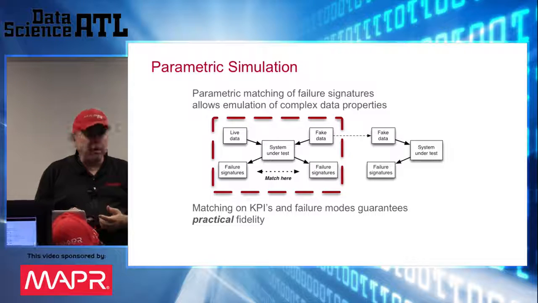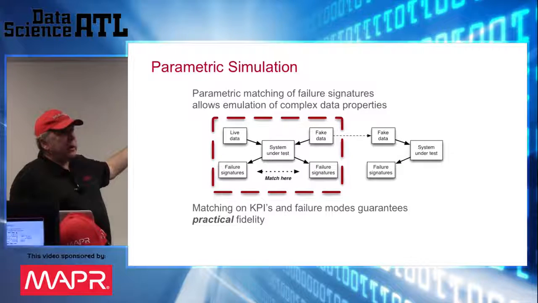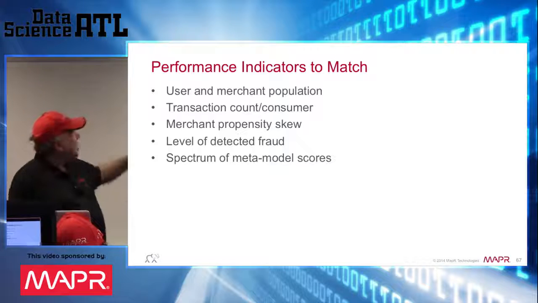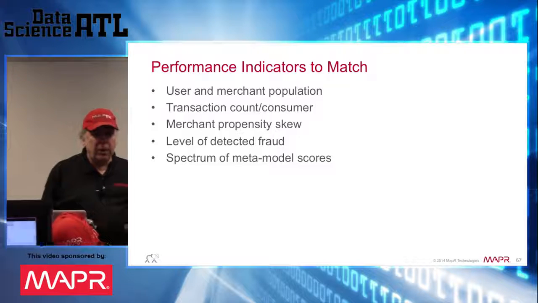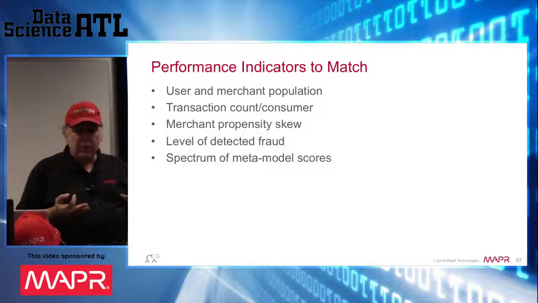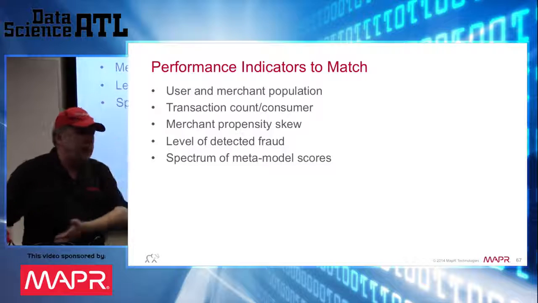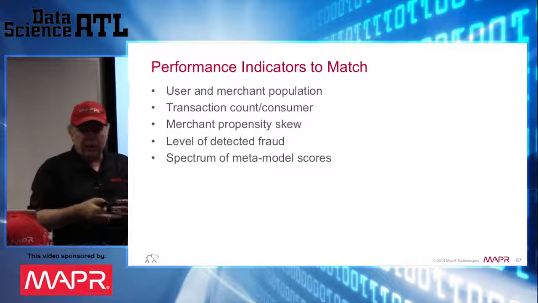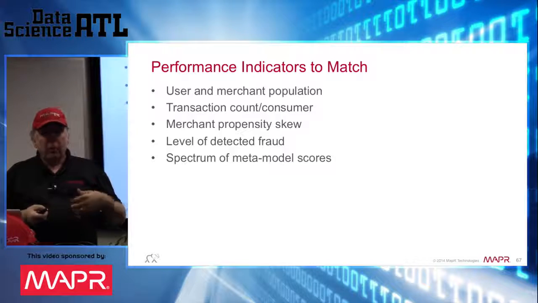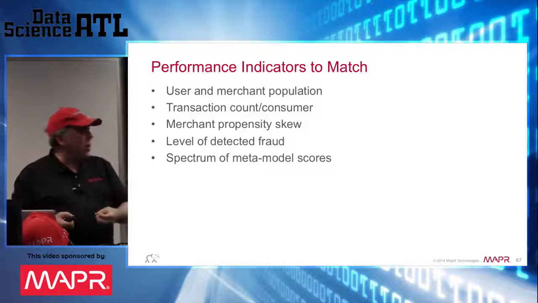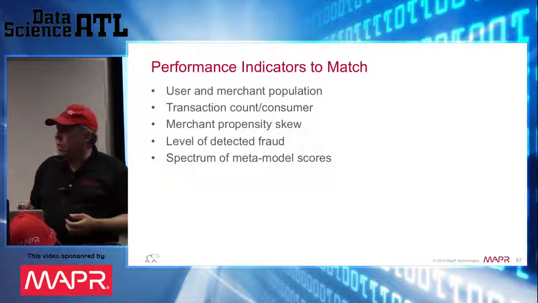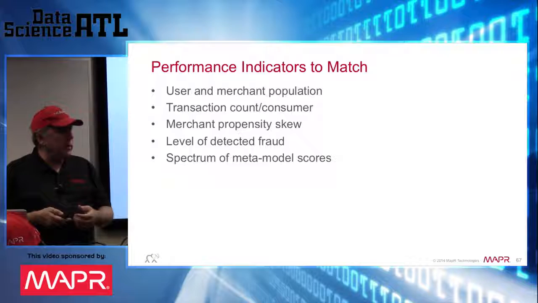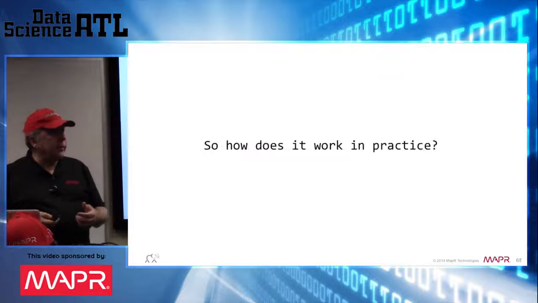Now, we can do this with machine learning as well, like I did with that simulated compromise data. So we can match the number of users, the number of merchants, the number of transactions per user, the skew. So some merchants are more popular than others. How much more popular? We can match the amount of fraud that we see, the amount of fraud due to compromised merchants, and the spectrum of scores. We can match all that.